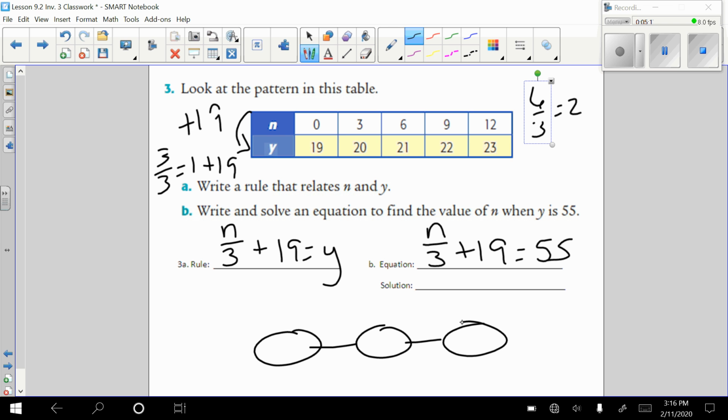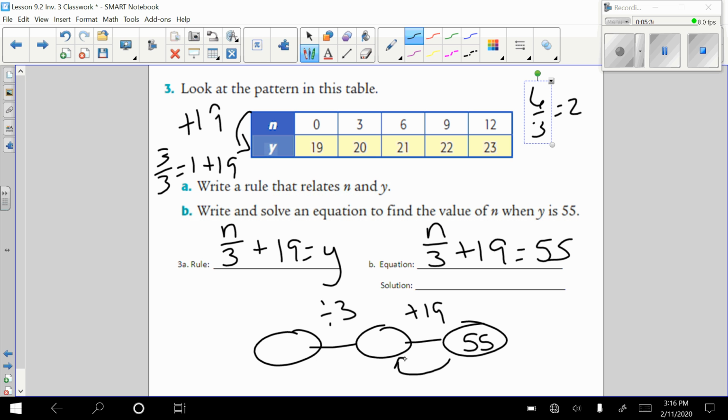What did you do to that variable first? I divided it by 3. Then I added 19, all to get to 55. Remember, if you're having trouble knowing how many circles, count how many numbers I have in my problem. That tells me how many circles. I have 3 numbers in that problem, 3, 19, and 55. Then I know I need 3 circles.